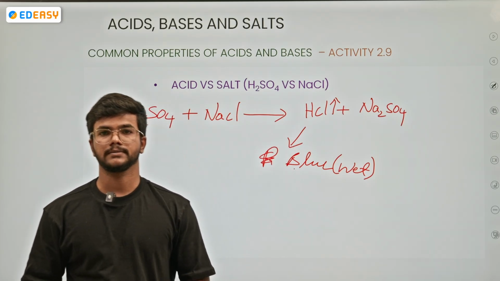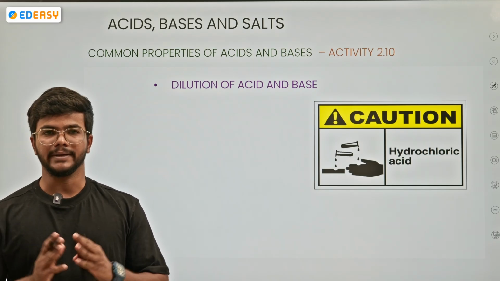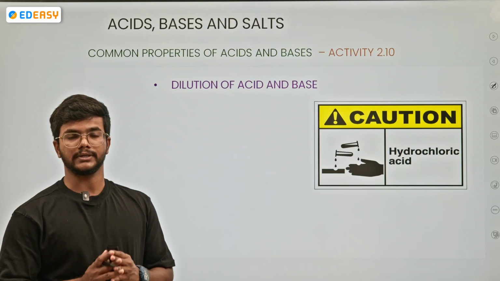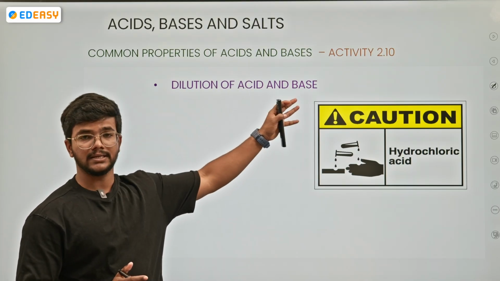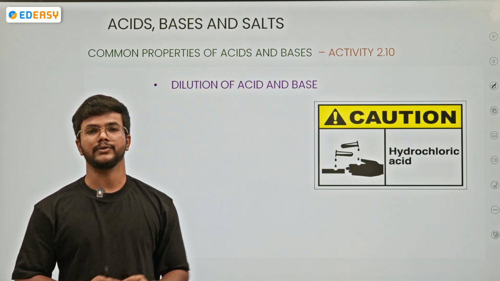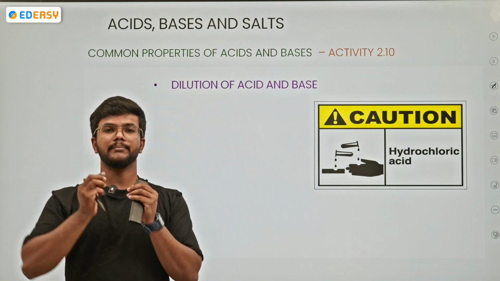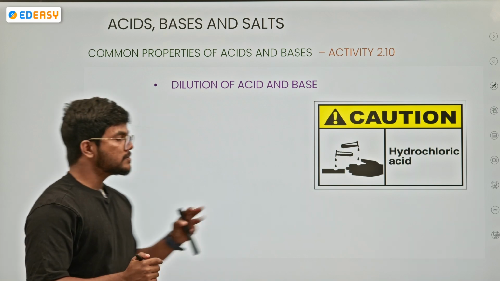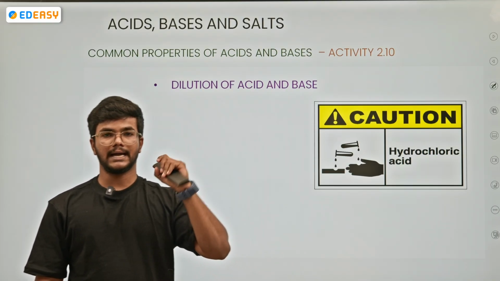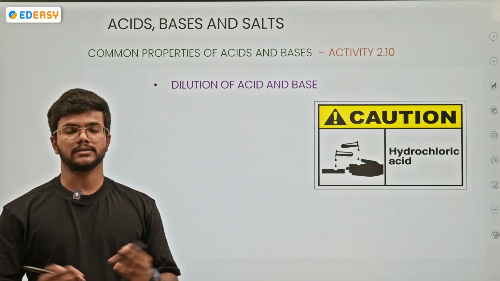Okay, yes. So the next common property is dilution of acid and base. What happens when acid or base is diluted? When they react with the water, they get diluted. Dilution is nothing but when we add water to the solution, that becomes a dilute solution. So what are the precautions you should follow while making a dilute solution of hydrochloric acid and a base, which is NaOH, or any type of base?